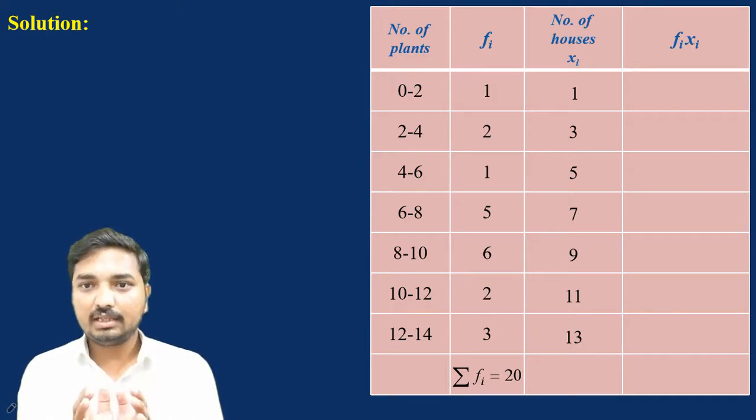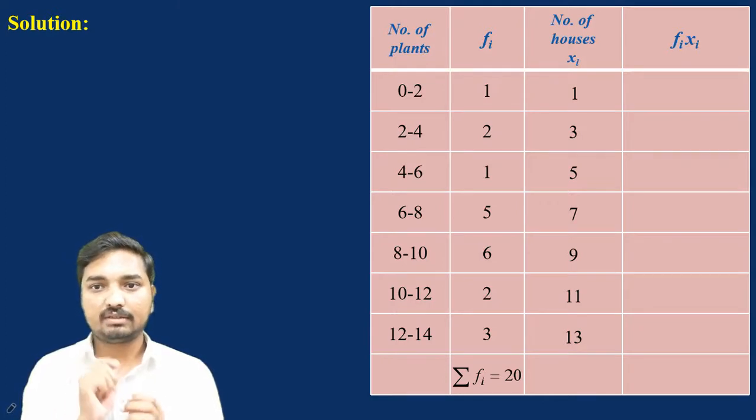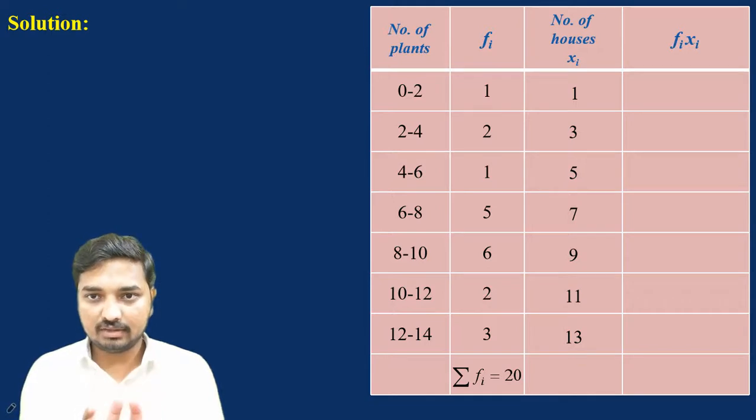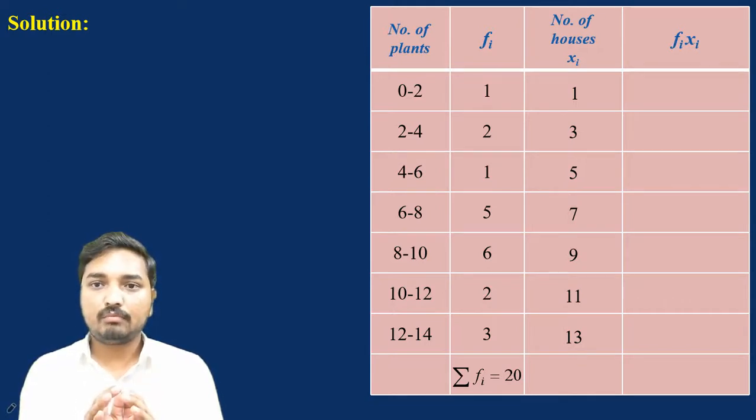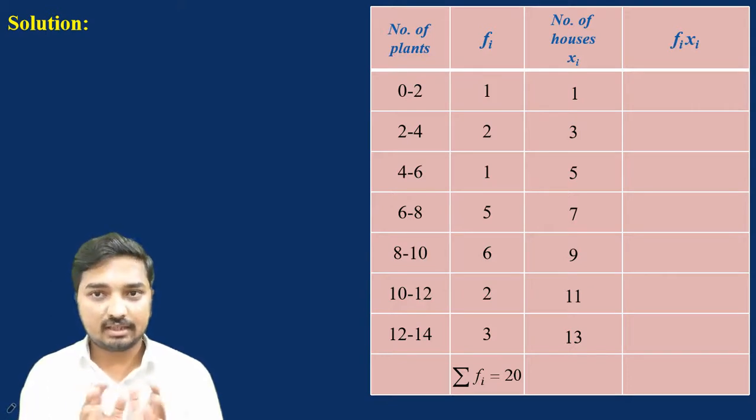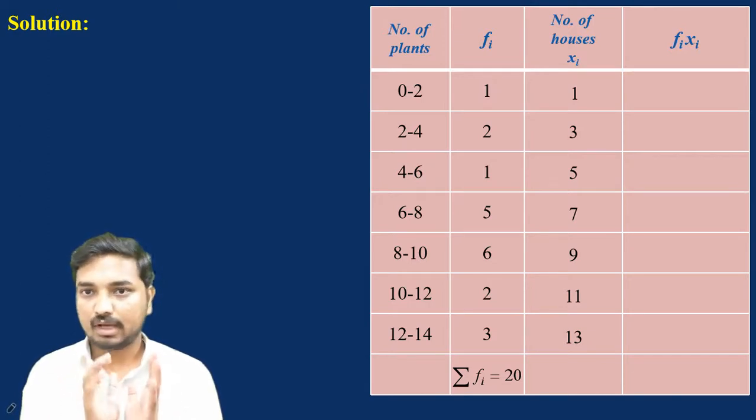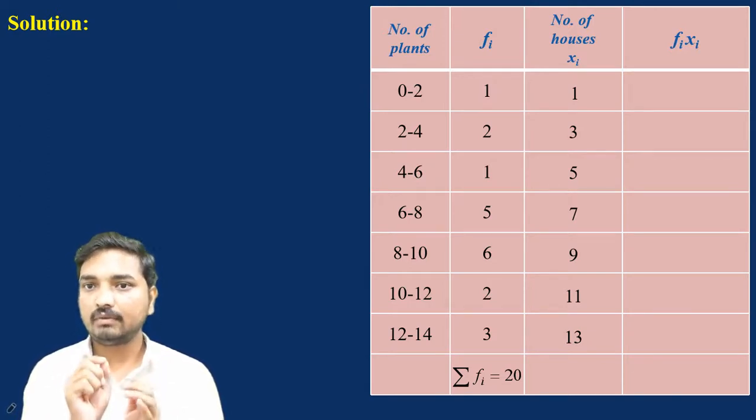So this is the only additional column when you compare this with the discrete frequency distribution. If you understand this, the entire problem is similar to the discrete frequency distribution. There is nothing more to understand here. You have to understand the column xi, how to find xi. It is very important. I hope it is very clear to you.